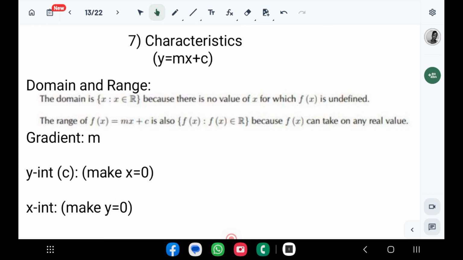Now, what about the y-intercept? The y-intercept is simply your c. Or simply make your x equal to 0 and solve. You will find what the y-intercept is. To find the x-intercept, you make y 0, and then the x-intercept will come to you when you solve that equation.